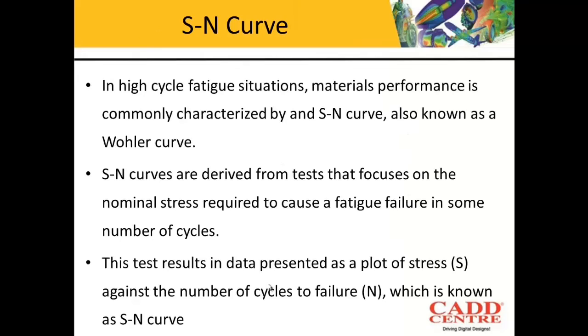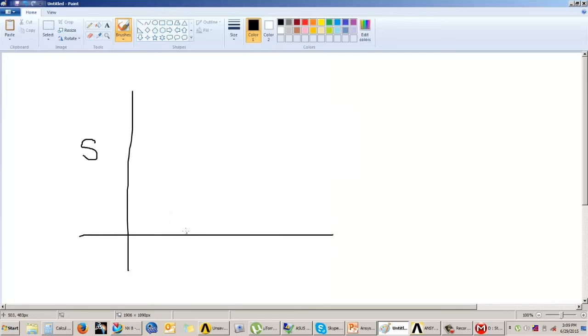Okay. Then the next method that we are going to talk about is the SN curve. When the loading cycles are more, the SN curve is generally used to calculate the fatigue life of the material. The SN curve is also called Euler's curve. It is a plot, a graph of stress versus the number of cycles, that is N, which is known as the SN curve.